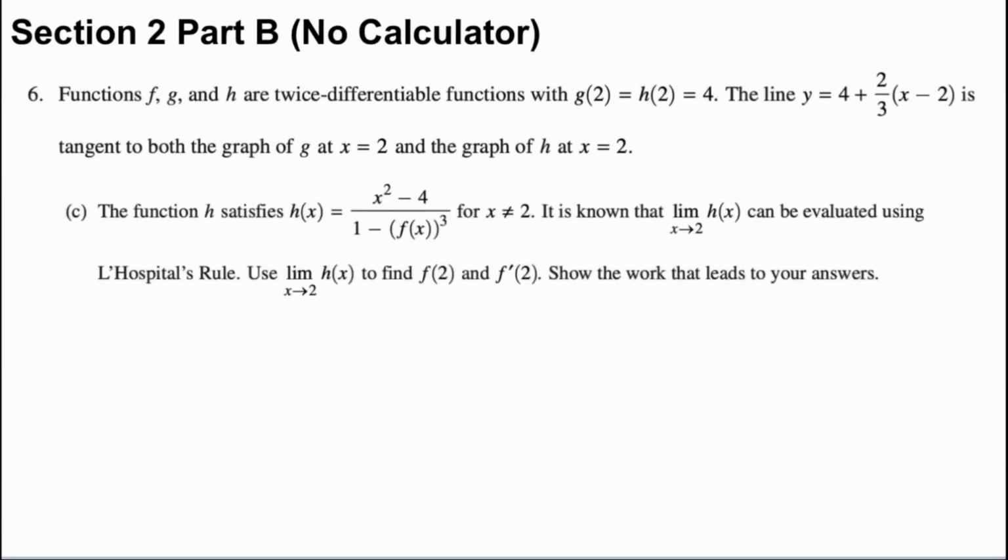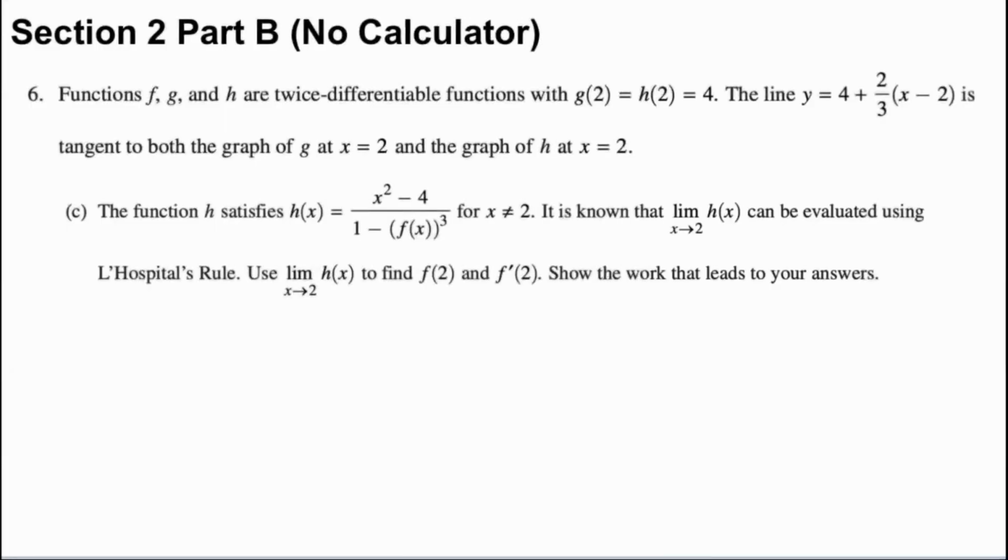Now 6C, this one is a doozy. So we have the function h satisfies h of x is equal to that for x not equal to 2. And it is known that the limit as x approaches 2 of h of x can be evaluated using L'Hopital's rule. So we have to use that limit to find f of 2 and f prime of 2, and we have to show the work that leads to our answers. So again, I came unprepared. I'm pretty sure this will require a new page, so let me just do that right now.